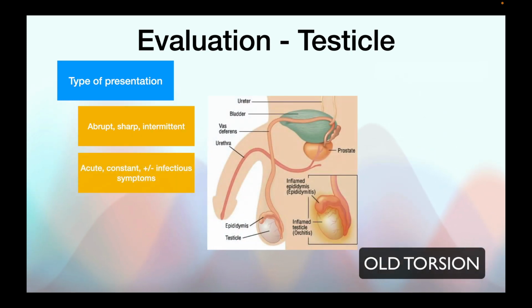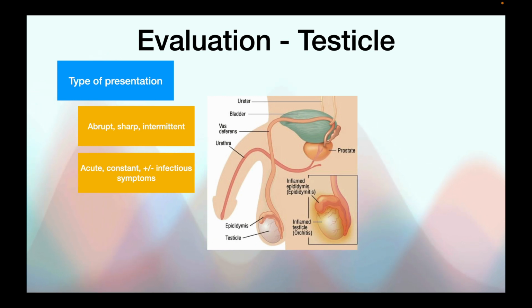Now let's go to acute pain in the testicle, but it's more constant and it's not particularly sharp, but definitely very, very painful. And oftentimes there are infectious symptoms like fever, maybe there's dysuria, maybe penile discharge. In that case, you really have to consider an infection of either the testicle, what we call orchitis, inflammation or infection of the epididymis, or epididymitis. And if it continues to ascend, you can actually have an infection of the prostate or prostatitis.